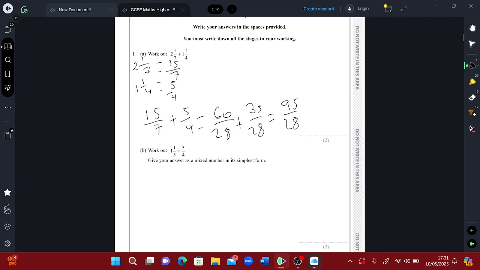I believe it didn't say to simplify here. It says it in part B, but in part A, it doesn't expect you to simplify. So it's fine to leave it like this.